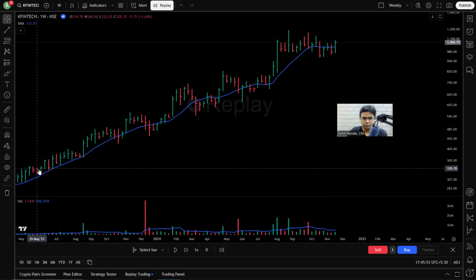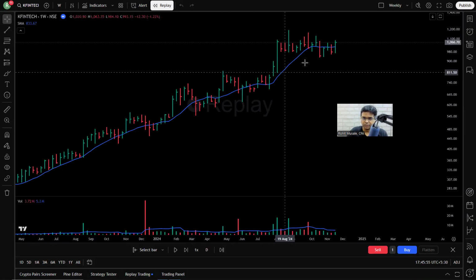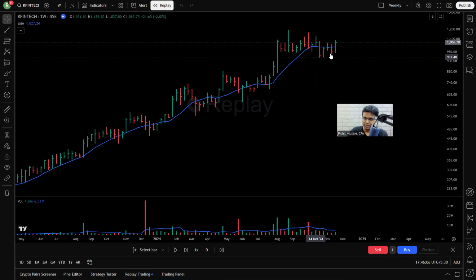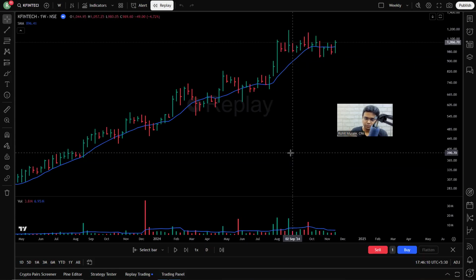Tell me one thing. Do you see anywhere here a double bottom? Do you see a double bottom? No, right? But if you go to the MarketSmith chart, this base is called a double bottom. That is why I tell you, do not go into the details of how the pattern is created.